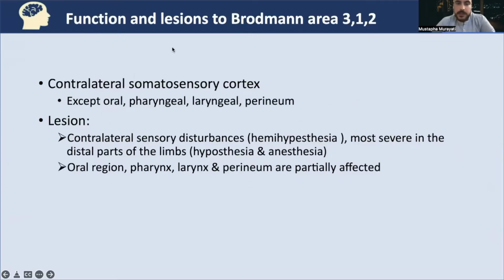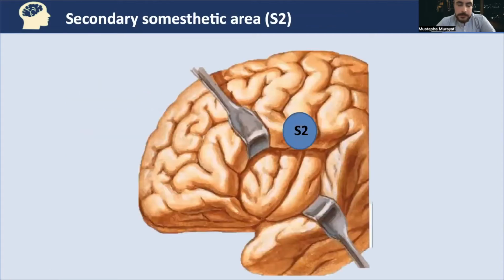So any lesion occurring in the postcentral gyrus, or what's called the primary somatosensory cortex, Brodmann areas 3, 1, and 2, will cause contralateral sensory disturbances. And we have the exception of the oral, pharynx, larynx, and the perineal region, which are only partially affected because they are bilaterally represented. In the second area, we will talk about the secondary somatosensory area, the S2.